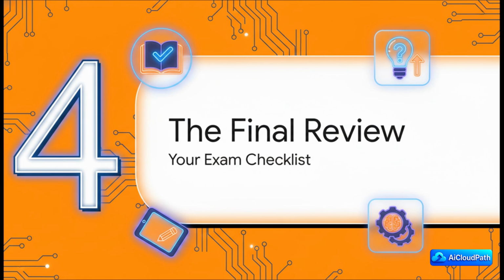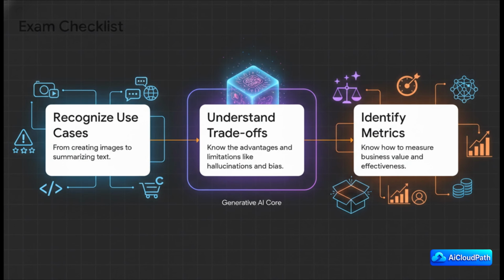All right, we have covered a ton of ground. So let's bring it all home with a final review. Think of this as your ultimate, last-minute checklist before you walk into that exam room. Here are the 3 pillars. If you nail these, you are golden. 1, be able to recognize all the different use cases we talked about, from making images to summarizing text. 2, you have to clearly get the key advantages and the limitations, especially hallucinations, nondeterminism, and bias. And 3, know how to spot the metrics businesses use to measure value. You master these 3, and you're going to be in great shape.